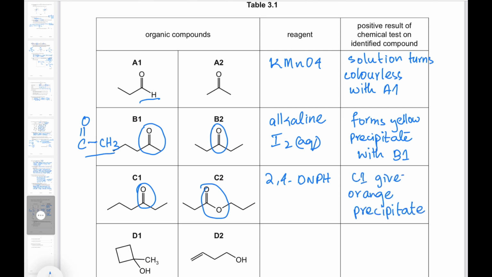Between D1 and D2, D1 is a tertiary alcohol, whereas D2 not only has a hydroxyl group but also an alkene. So you would differentiate using the alkene part over here. Alkenes react with aqueous bromine, turning the solution colorless. So aqueous bromine would react with D2.